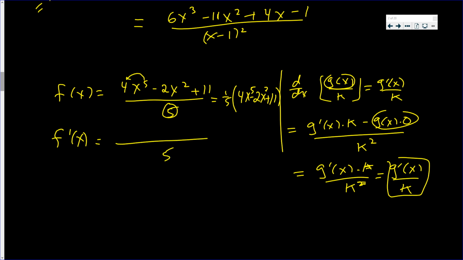4 times 5 is 20. Make the power 1 less. 2 times 2 is 4. Make the power 1 less, which you don't have to put when it's a 1. And the derivative of a constant is 0. There is your answer. If you like, you can factor out a 4x, and you'll have 5x cubed minus 1 all over 5.